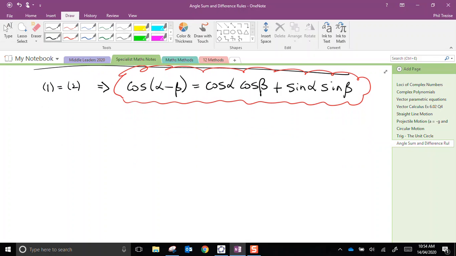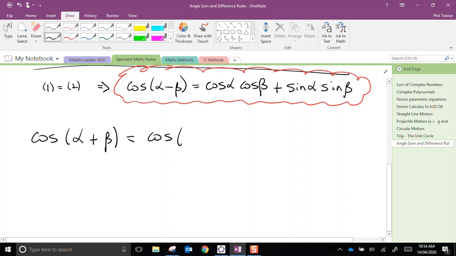Now we're going to keep going here. Imagine please that I had the following: cosine of alpha plus beta. Well, I could write this as cosine of alpha subtract negative beta. And I can now apply the rule that I just used because I've got an angle, take a different angle.